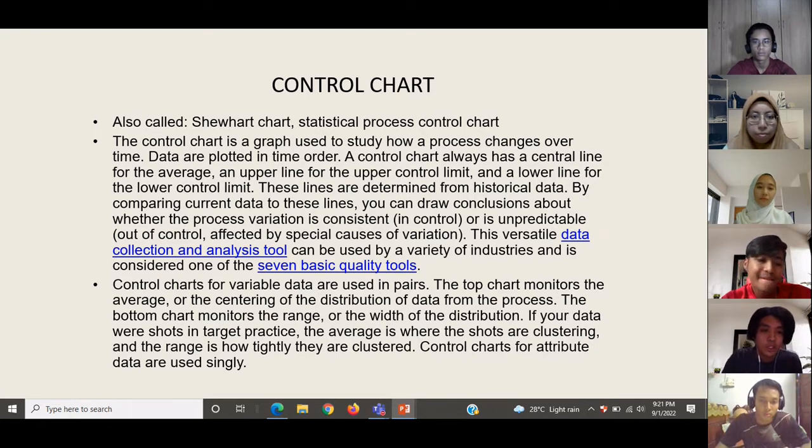Control charts for variable data are used in pairs. The top chart monitors the average, or the centering of the distribution of data from the process. The bottom chart monitors the range, or the width of the distribution. If your data were shots in target practice, the average is where the shots are clustering and the range is how tightly they are clustered. Control charts for attribute data are used singly.